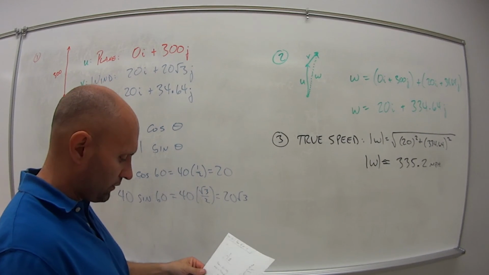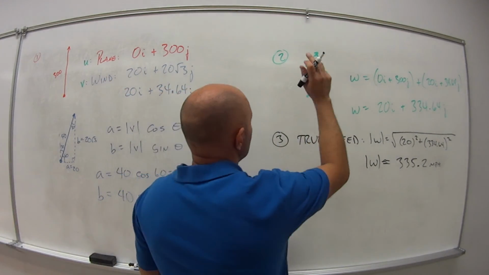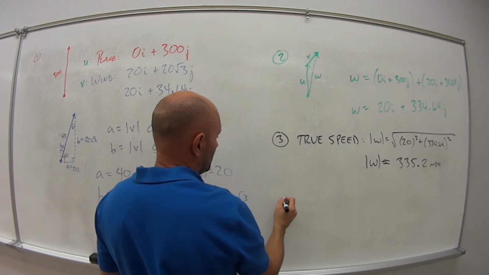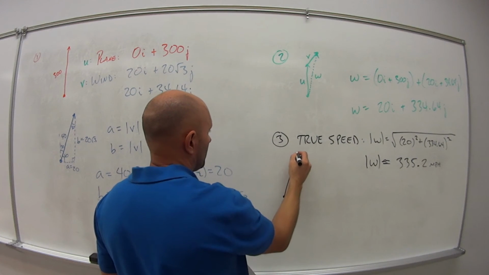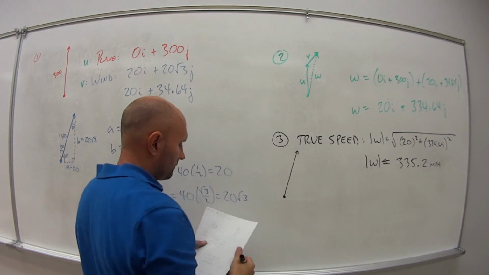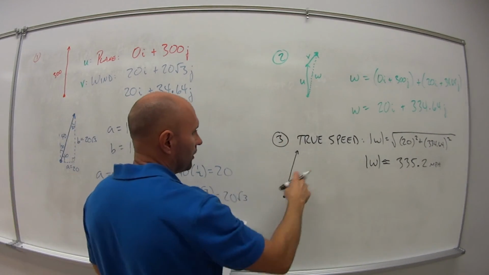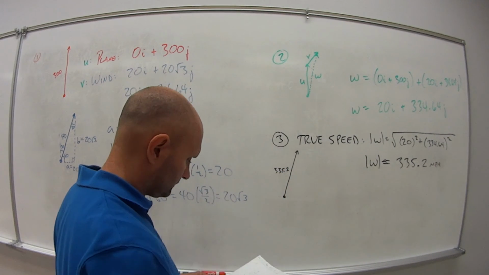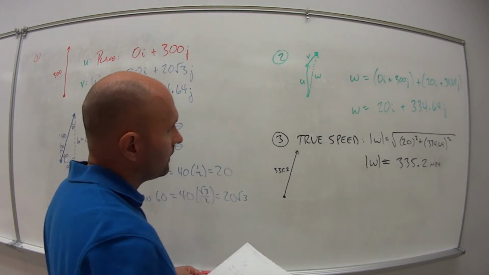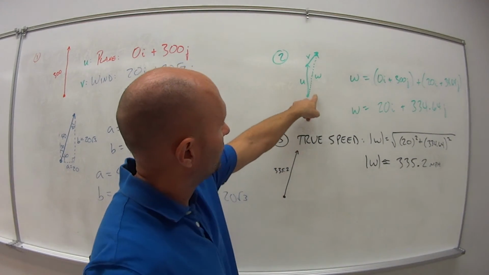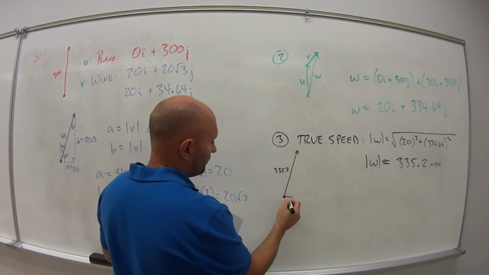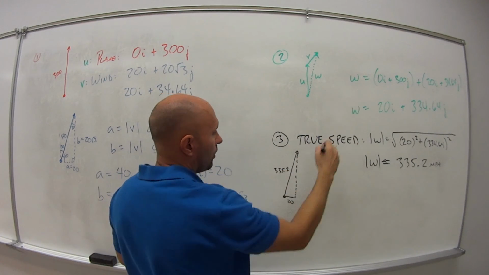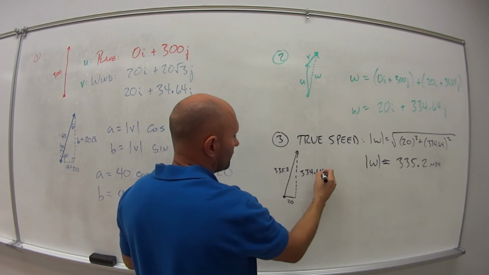All right, now we need to figure out what's the heading of this plane. So let me draw this picture a little bit bigger here of what we got going. So we have this line here, that's our length of W, which is 335.2. And then what are the components of W? Well, it's 20I, which means we have 20 down here on the bottom of this triangle. And the vertical is what? 334.64.